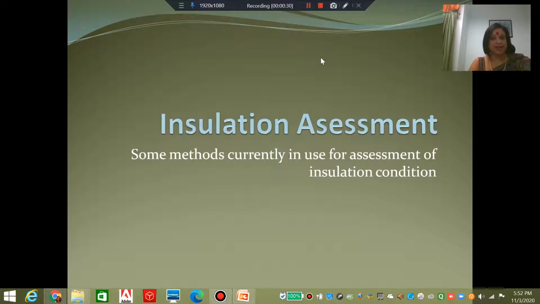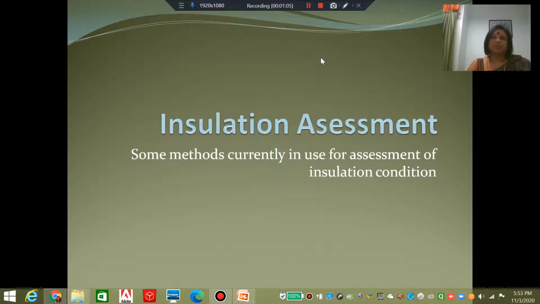We need to assess the condition of the insulation, and therefore we have a large number of techniques which are used in order to measure certain properties or certain characteristics of the insulation in question. So in this lecture, we are going to talk about insulation assessment and discuss some methods which are currently in use for assessment of insulation condition. These will cover various measurement techniques, and of course we have already covered one of the most principal measurement techniques, and that is partial discharge measurement.